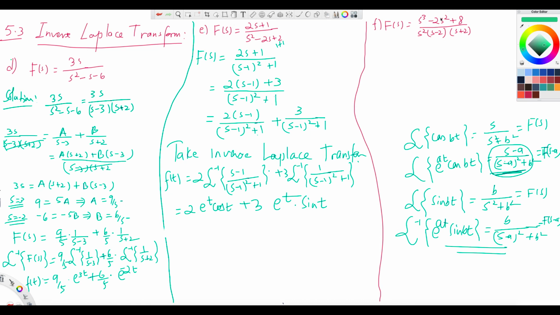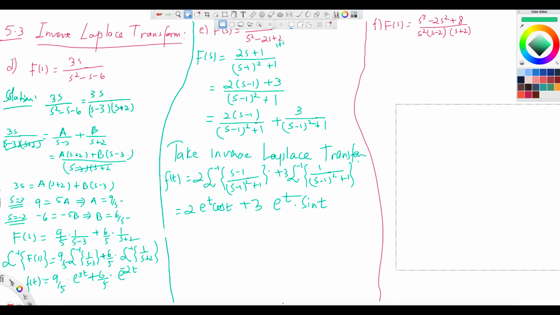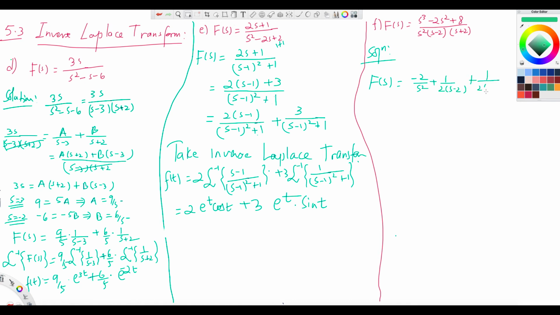Okay, so the last example that I want to do here is basically similar to the previous one. We will have to do the partial fraction. If you can get the factors of the denominator, the partial fraction is the first thing you should try. I tried the partial fraction already. So on the solution, you can write f of s like this: negative 2 over s squared, plus 1 over 2(s minus 2), and then plus 1 over 2(s plus 2).